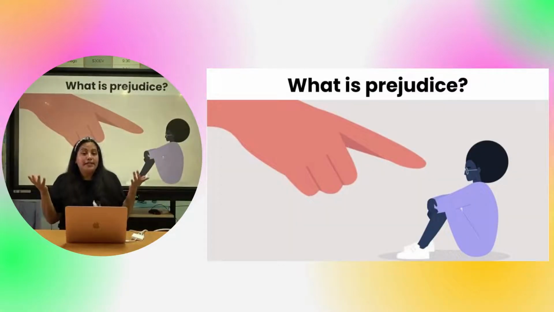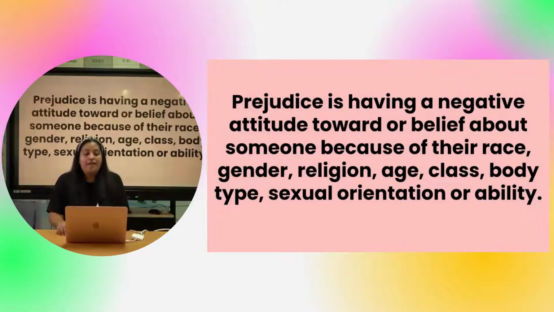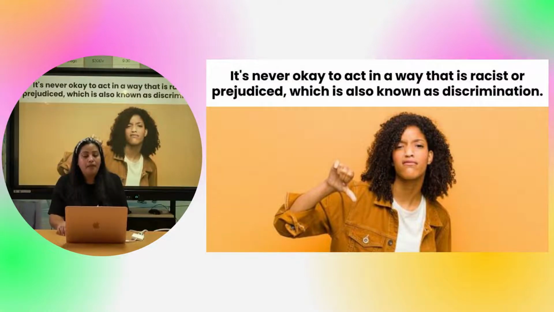What is prejudice? Prejudice is having a negative attitude toward or belief about someone because of their race, gender, religion, age, class, body type, sexual orientation, or ability. It's never okay to act in a way that is racist or prejudiced, which is also known as discrimination.